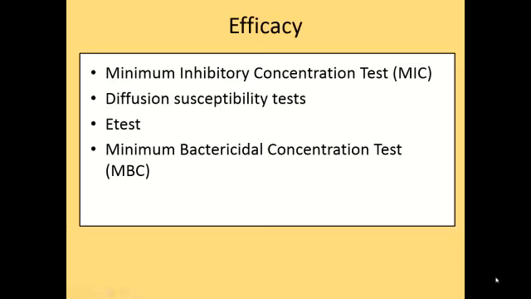First, let's talk about the minimum inhibitory concentration test. Basically what we do is we take tubes full of broth and we put a known amount of microbes in it. So suppose we want to test against Staphylococcus aureus. So we would put Staphylococcus aureus in.